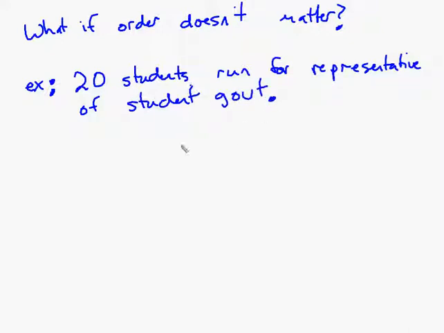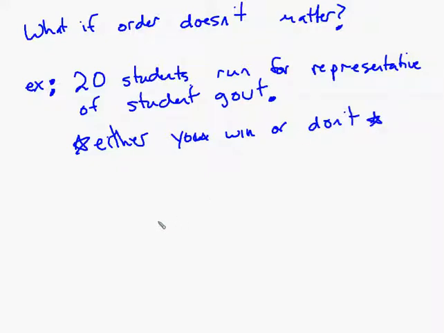In this case, order doesn't matter. So either you're on student government or you're not. Either you win or don't. You don't get a special office. So in the other case where there was president, vice president, secretary, the order mattered because you can't be both president and vice president and secretary at the same time. You have a distinct office. Here, all the offices are the same. So that means it's a combination.